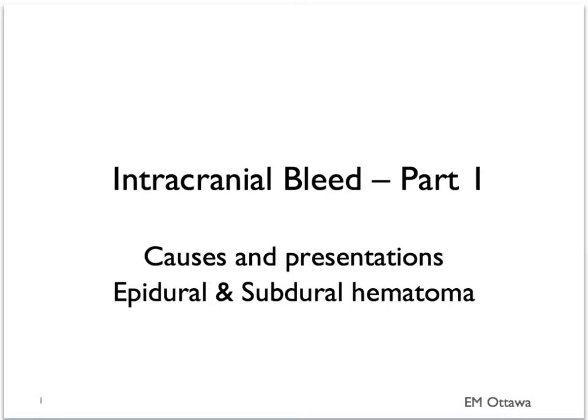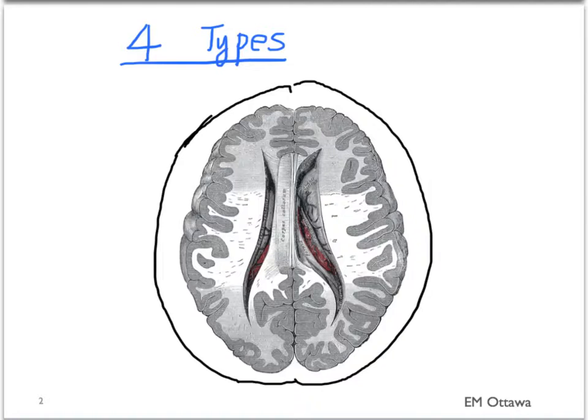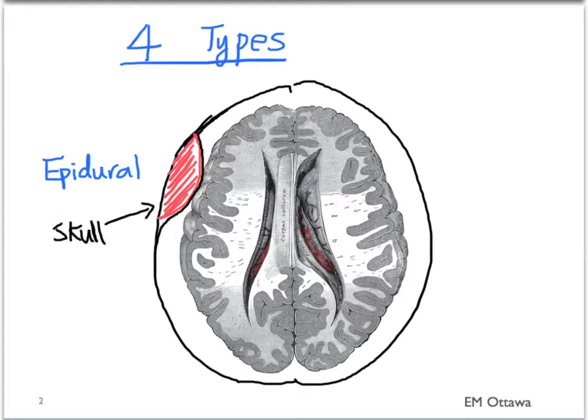Welcome to the video on intracranial bleed. In this part, we will discuss the causes and presentation, specifically with epidural and subdural hematoma. There are 4 types of intracranial bleed, depending on its location. The first one is an epidural hematoma. The blood is between the skull and the dura.